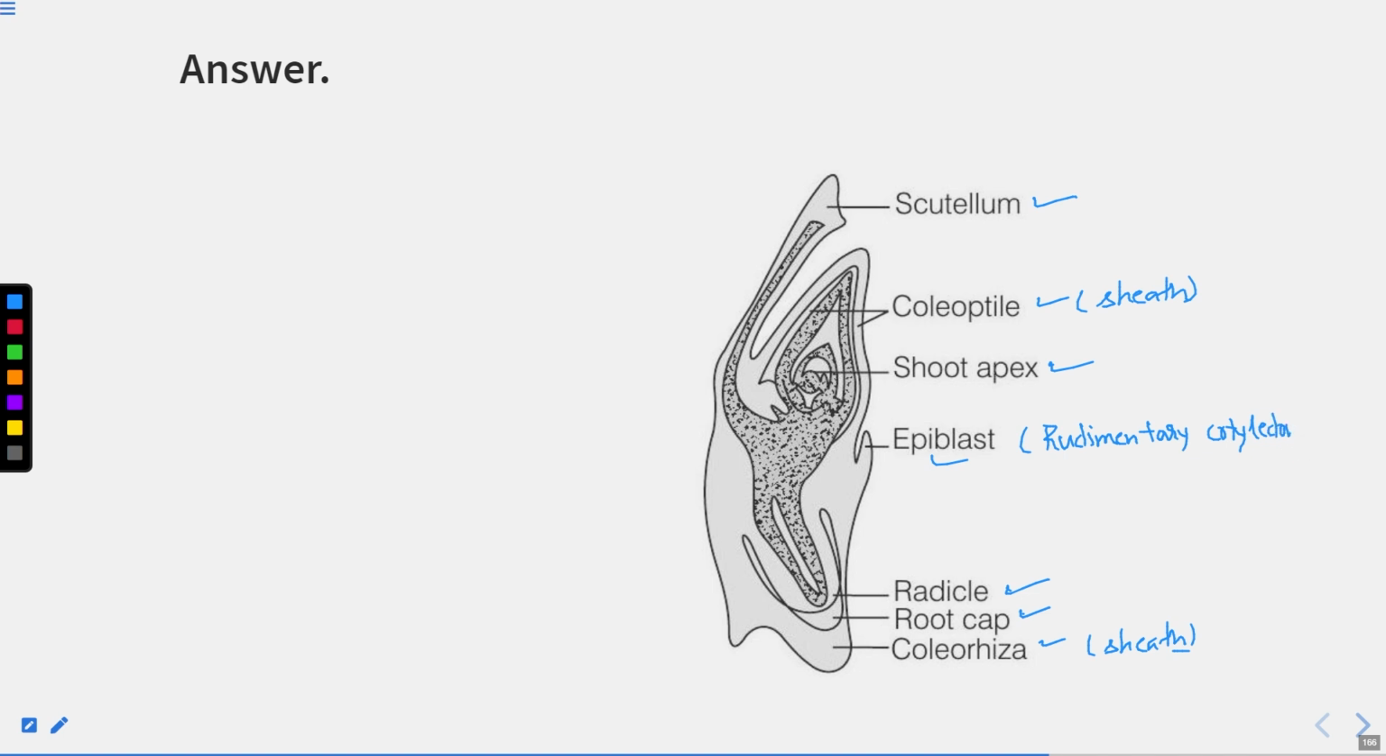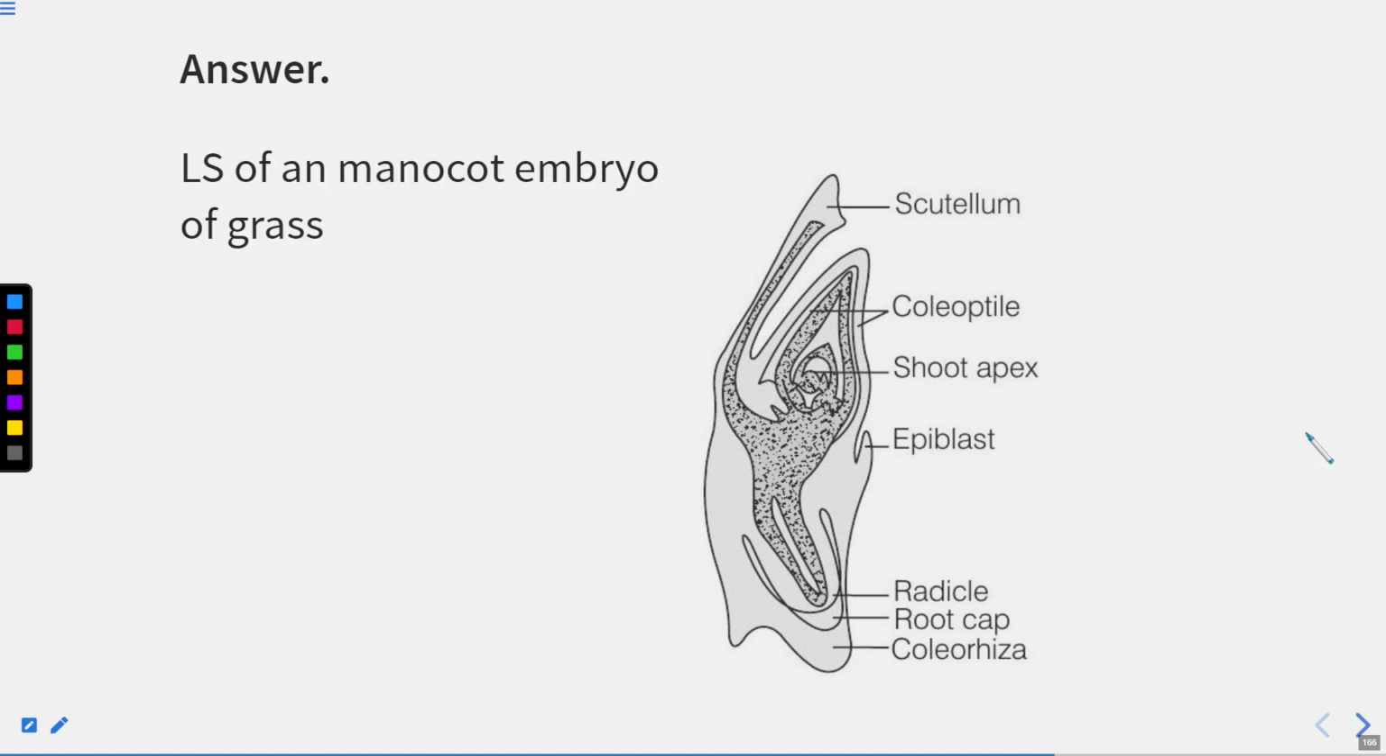This is a rudimentary cotyledon. Alright, this is clear? So, this is LS of a monocot embryo of grass.